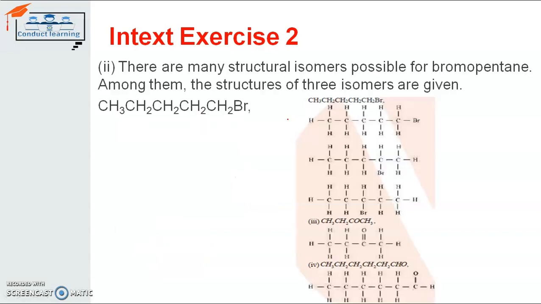Let's see. The bromopentane is represented by this chemical formula and 3 isomers of bromopentane. As we well know, an isomer is a different structure of the same chemical formula, the same chemical compound. So there are 3 different structures, 1, 2, 3. These 3 are the isomers of bromopentane because they represent the same chemical formula or same chemical compound but in 3 different ways. So that's why they are the isomers of bromopentane.